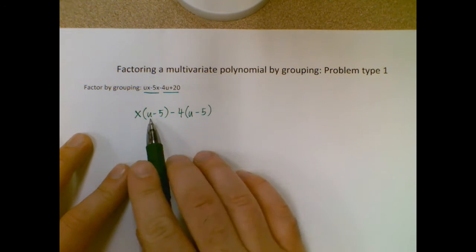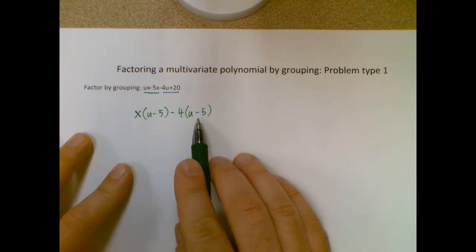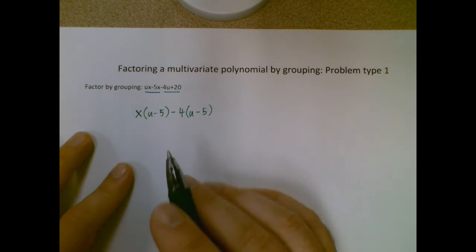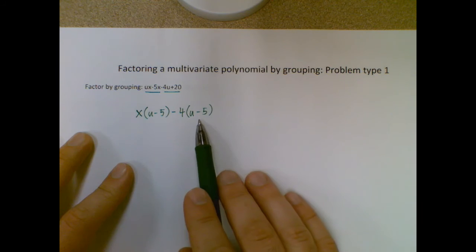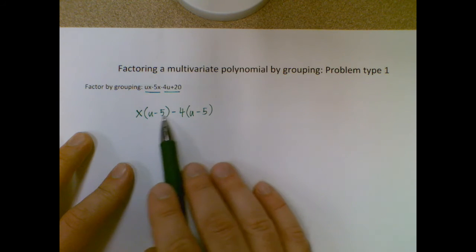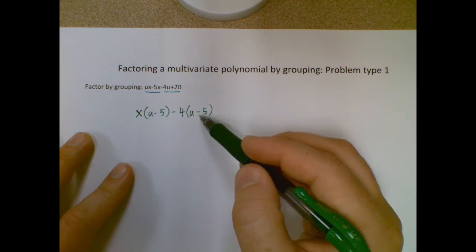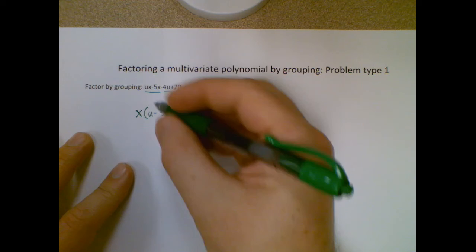Now I look and see if my leftover stuff, the parts in parentheses, match. If they don't, either A, you made a mistake, B, you're not done, or C, the problem doesn't work. So I can't do much of anything unless these two quantities match. They do currently, so I can pull both of them out.